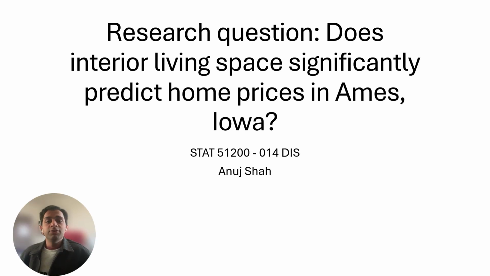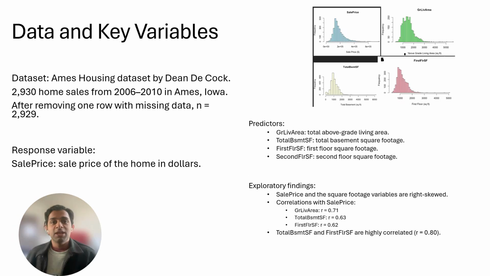Hi, I'm Anuj, and I focus on whether the interior living space of homes in Ames, Iowa significantly predicts the sale price of the house. I use the Ames housing dataset. I worked with about 2,929 observations after accounting for missing values. My response variable was the sale price, and my four potential predictors were above grade living area, basement area, and the first and second floors.